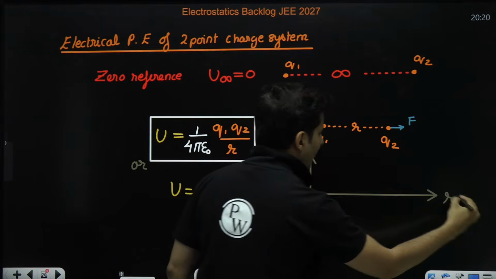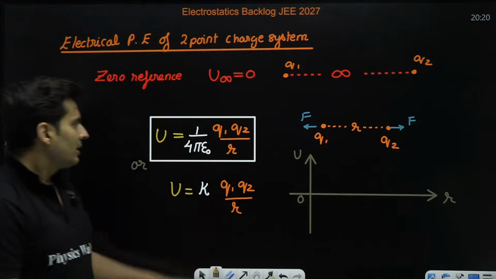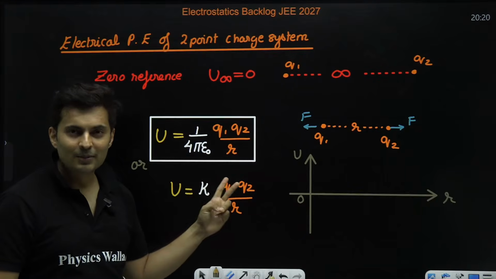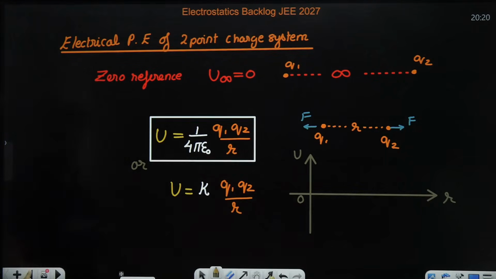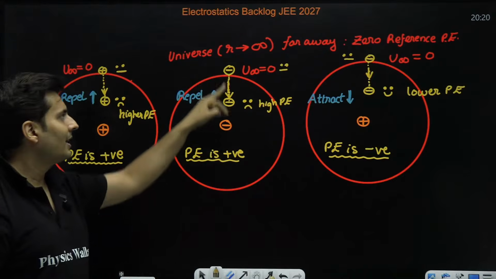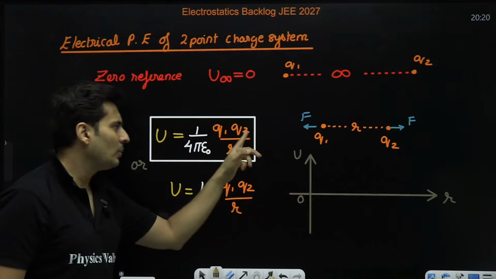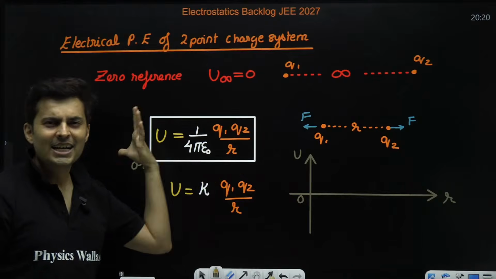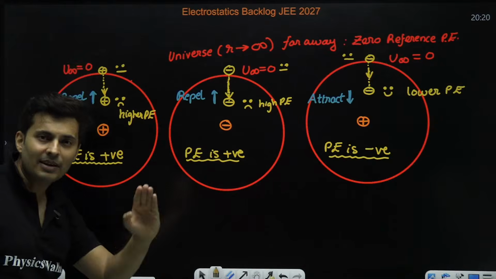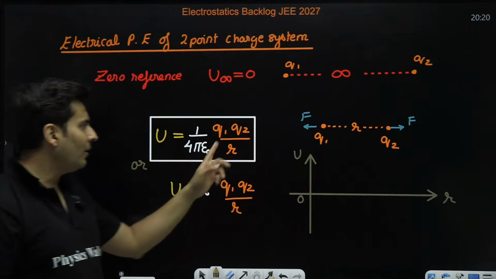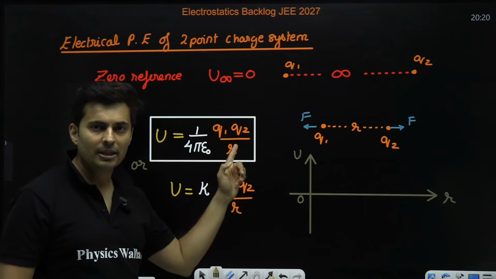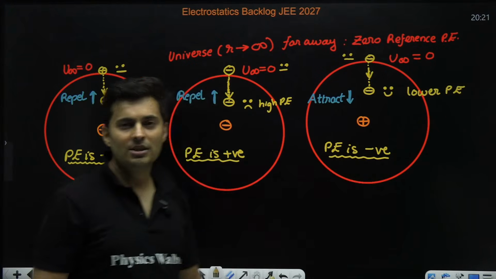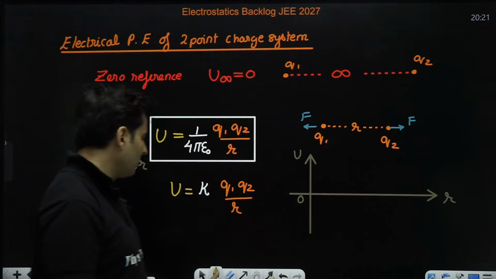If this is my distance r and this is my energy, this is 0. If both the charges are of the same sign, positive, positive, or negative, negative, meaning they are repulsive in nature, then plus into plus is a plus, minus into minus is also a plus. So the energy will be positive, exactly what we predicted even without the formula. But if one of these is negative, positive into negative is a negative, it will have negative potential energy. So the graph looks something like this.